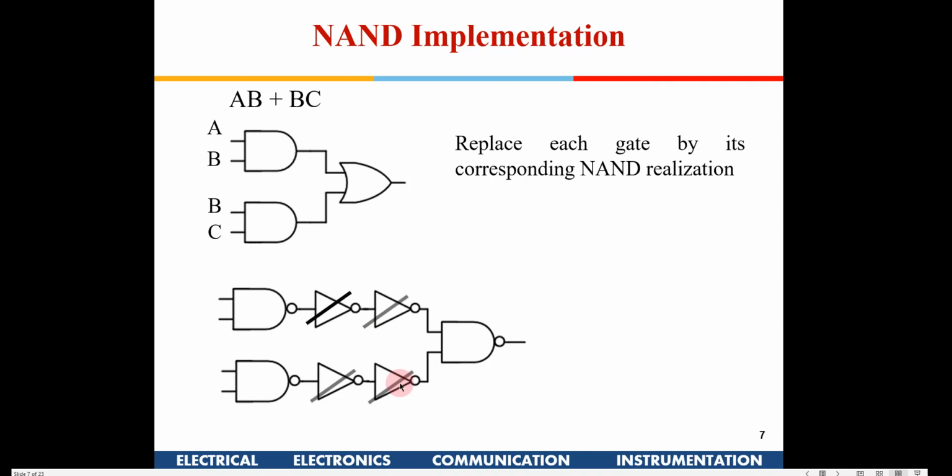So I can just remove these inverters out here straight away, and I can draw it like this. So this is the same AB plus BC implemented using NAND gates. This is the final solution for me. If you see here, if you have an AND OR combination like this, I simply change it with NAND gates, and it is going to be the same function.